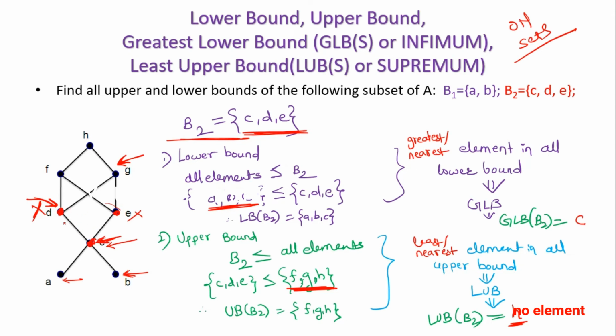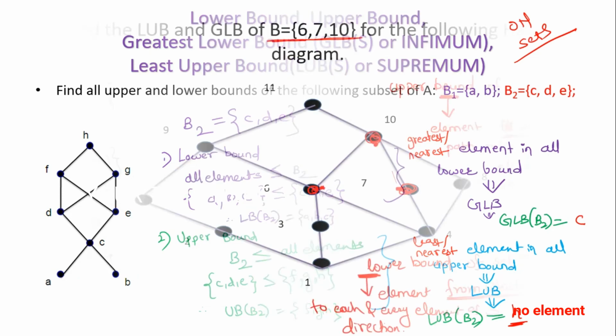From this I can reach F, I can reach G, but there are two elements present. From all of these I can reach H. So this will be the element which is the least upper bound. Why have I not considered both of these elements? Because your least upper bound is only a single element. That is the least upper bound for my subset C, D, E.